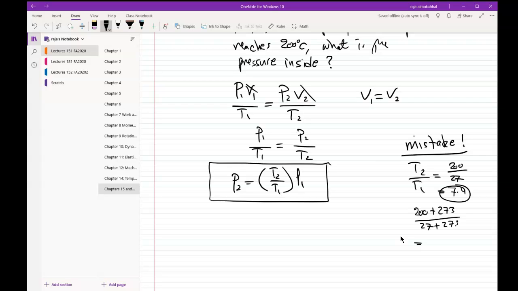No way. Answer, oops, I think I made a mistake. 200 plus 273 is 473 divided by 27 plus 273, which is 300. I keep making the same mistakes.